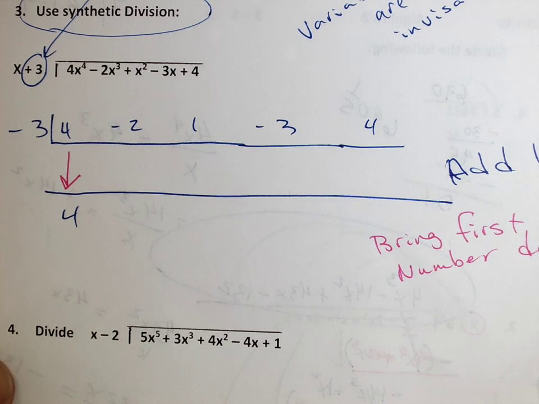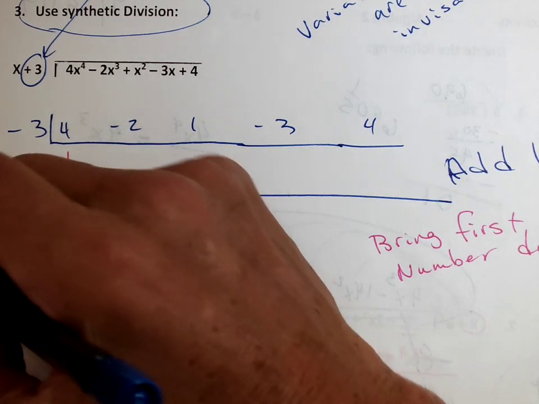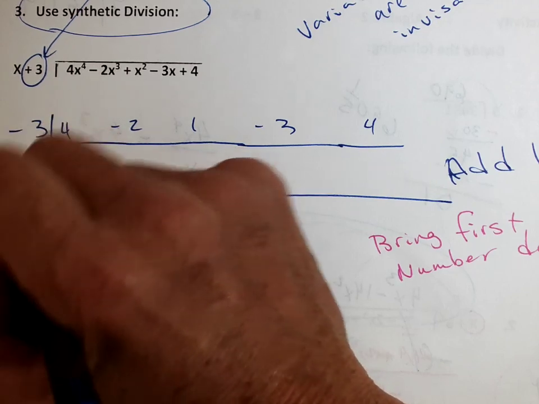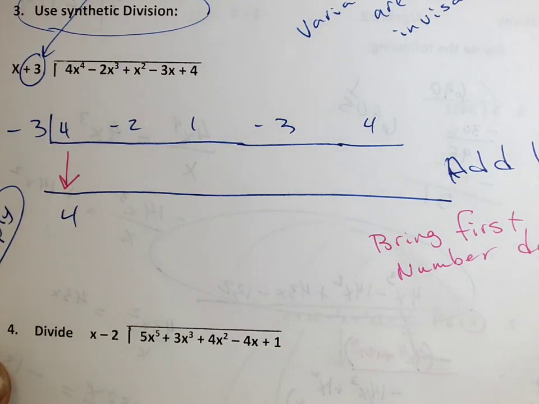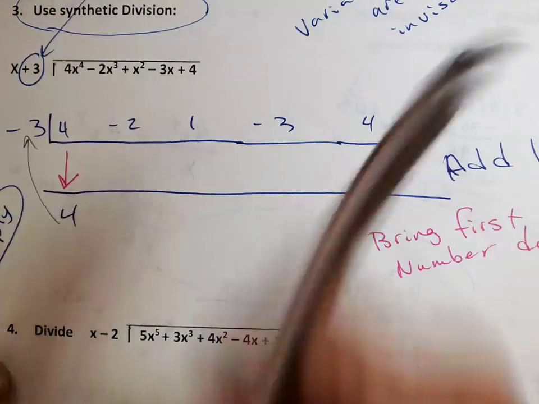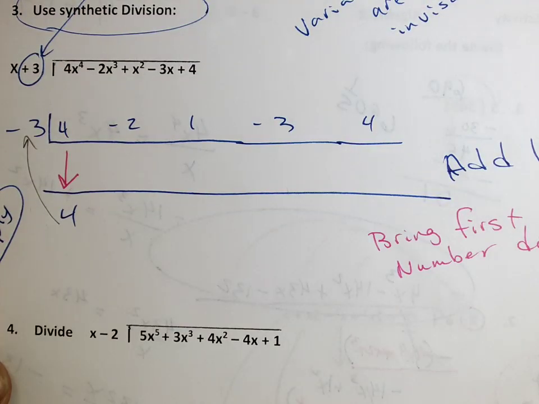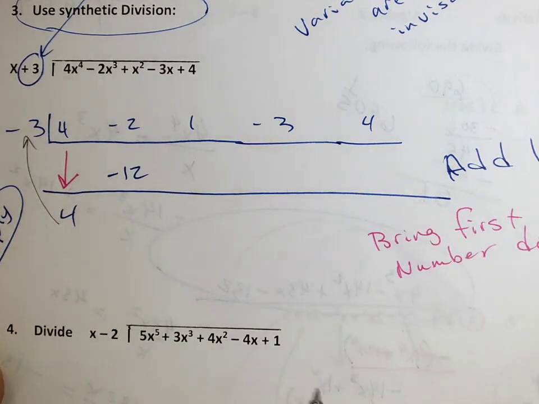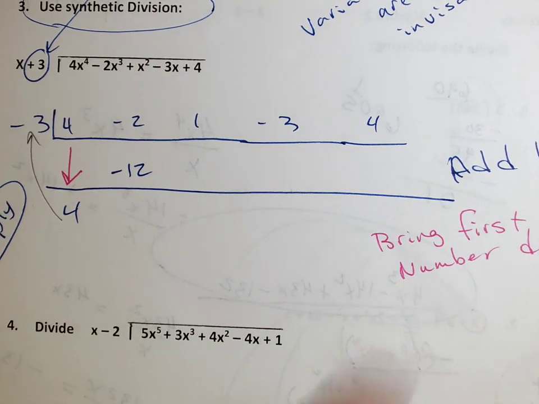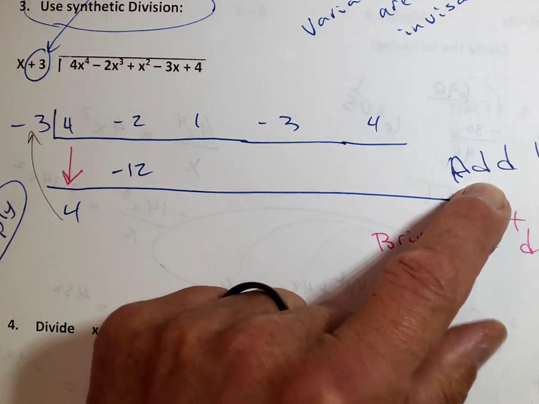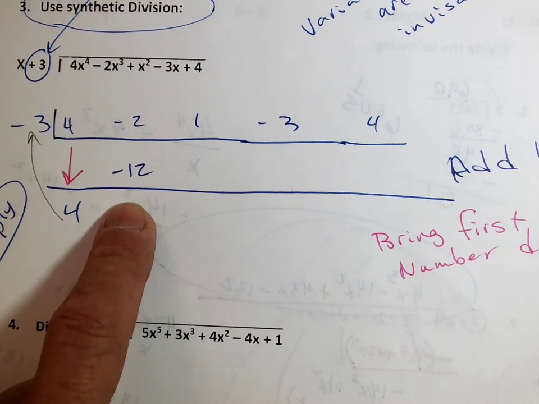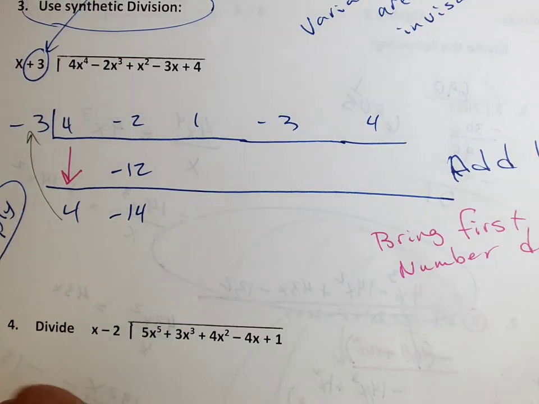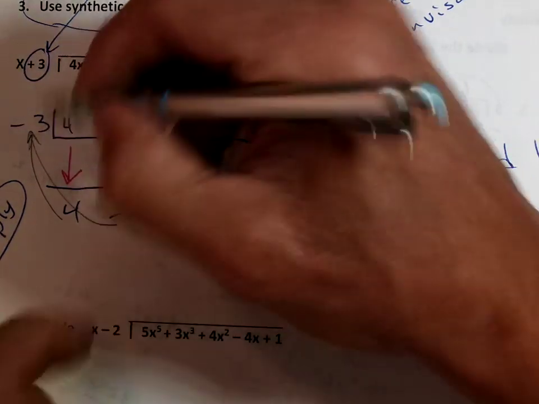And now, here starts the process. We're going to multiply. We're going to go 4 times -3. What's that? -12, right? And we add. We add -2 and -12 makes what? -14, right?